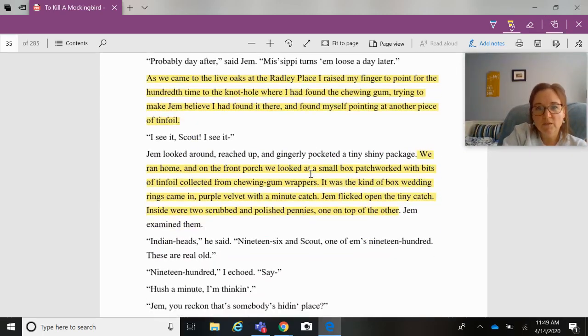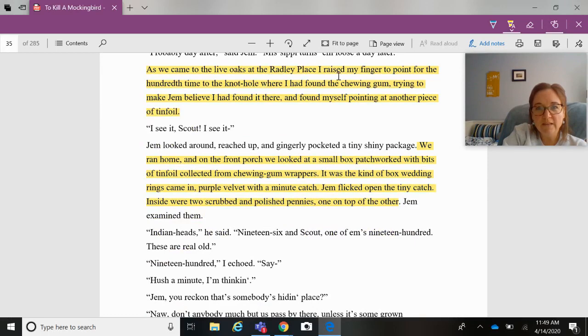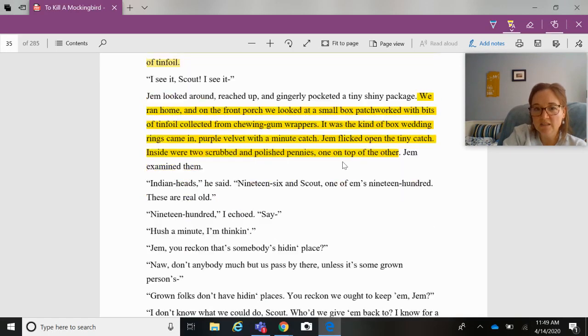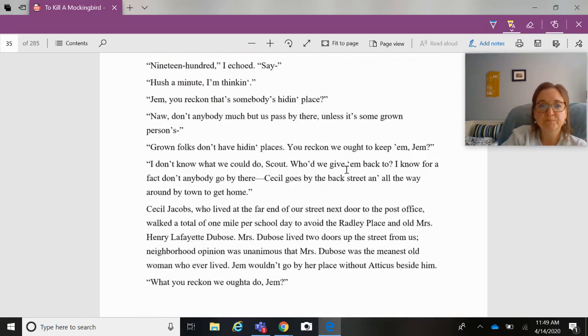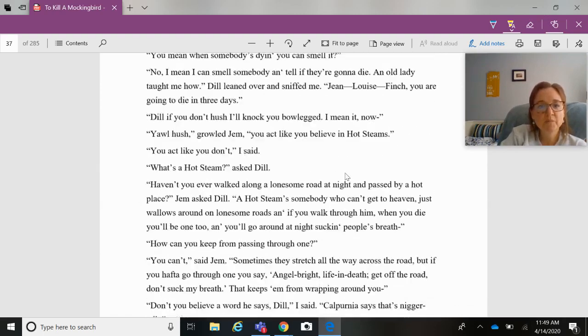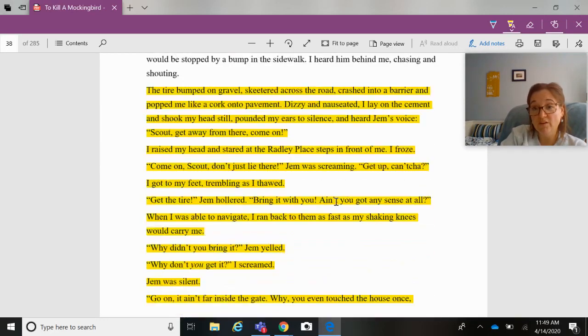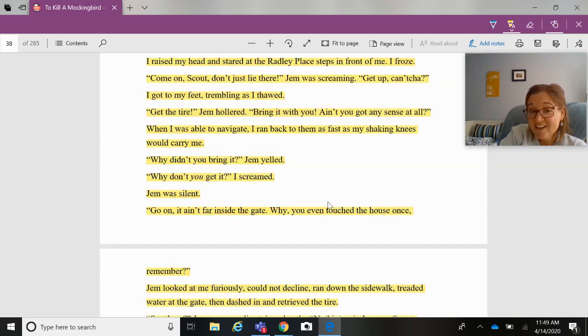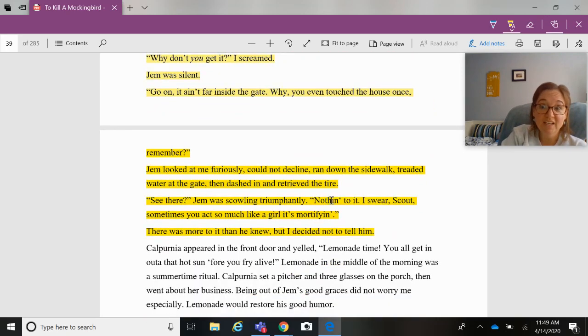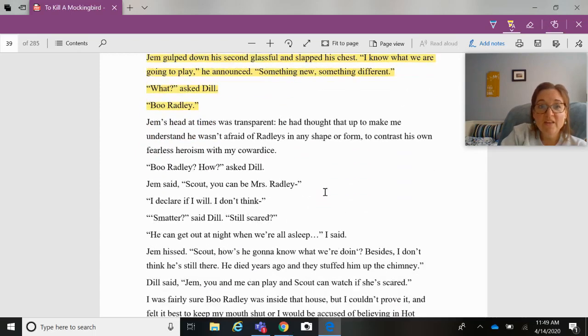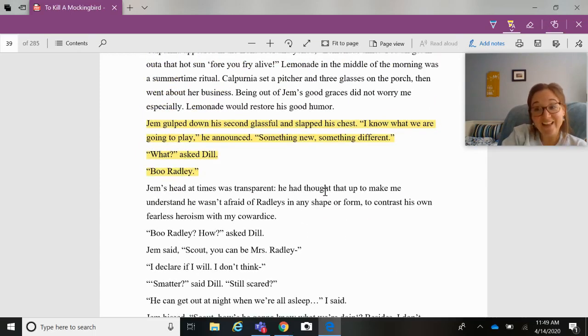The tree, the live oaks at the Radley place, they're finding things in the tree. First Scout, then Jem. And then when Dill comes back, they start finding some games to play. They roll the tire, and Jem's mad at Scout, and he rolls her so hard that she ends up in the Radley lot. And Jem has to go run and get the tire. And then they decide that they're going to play the Radley game. And so they're going to act out the family and all the stories that they've heard.